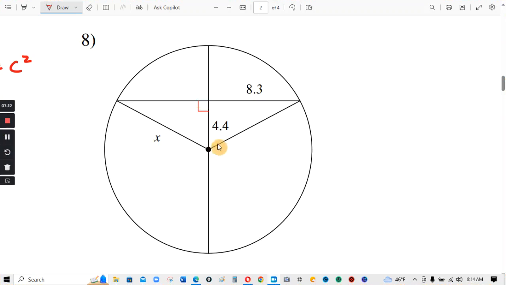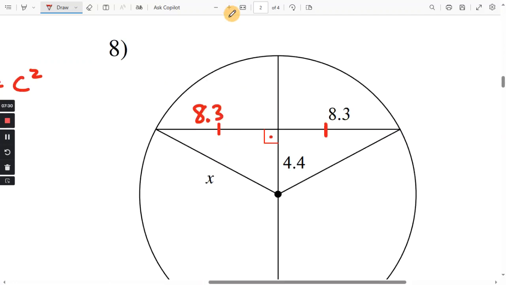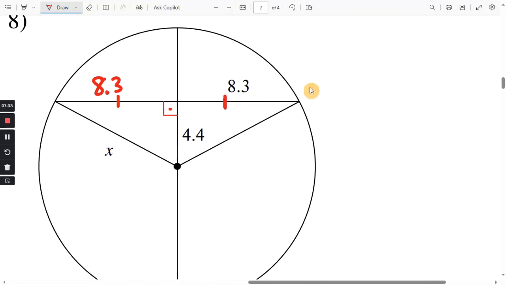Number 8, same thing. This is a diameter. It makes a right angle. This chord is bisected. If this one is 8.3, then that one is 8.3 because the diagonal chord is bisected. All right, so that's 8.3 right there. And once again, use your Pythagorean theorem. A squared plus b squared equals c squared.